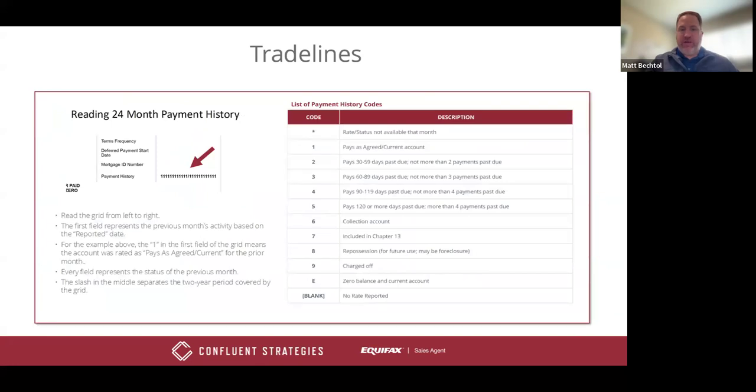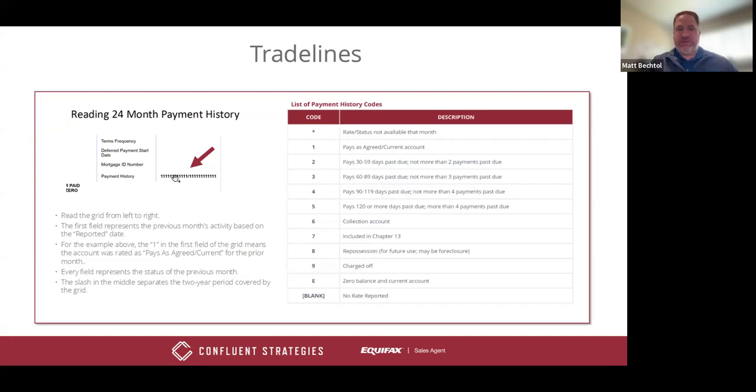We give information on how to read a 24-month payment history. So if an individual has had delinquency, or if they've had any problems over the last 2 years, we will tell you the specific month and severity that delinquency occurred. Most of the time on payment history, you're going to see a series of ones. That simply means for the last 2 years, they paid that account as agreed and the account's been current.